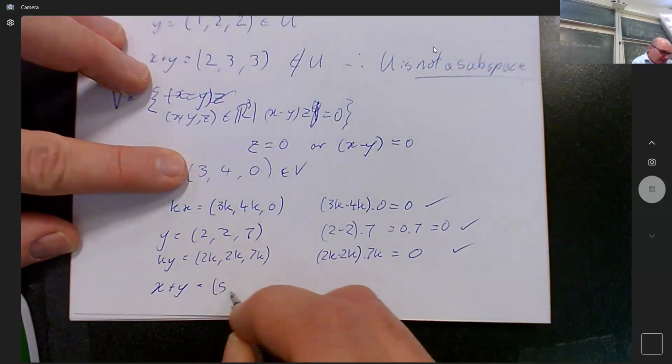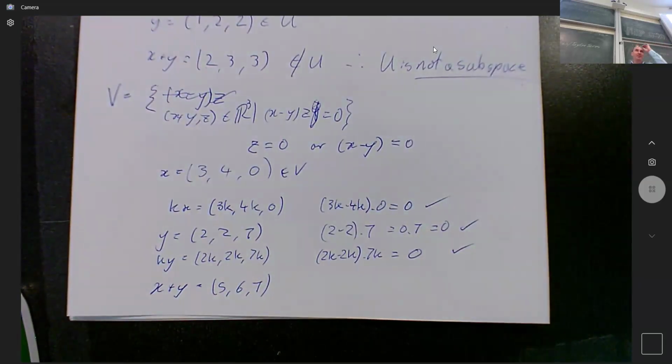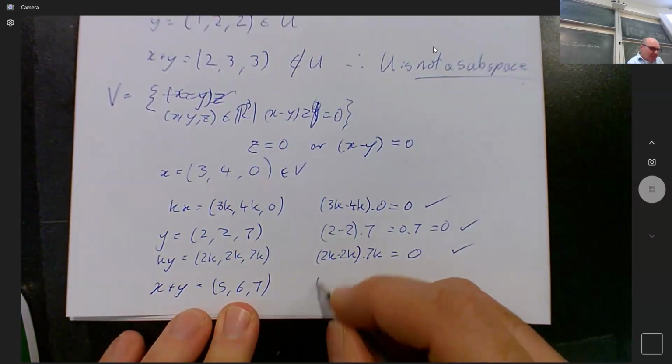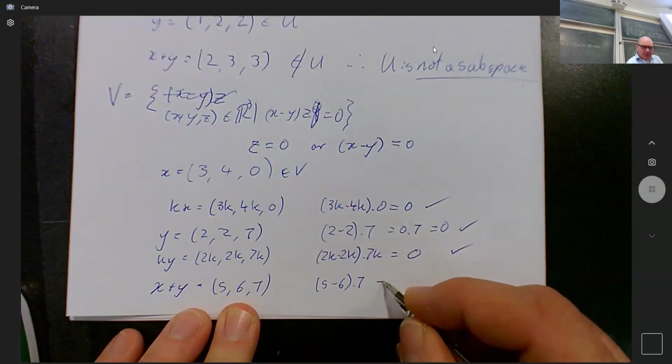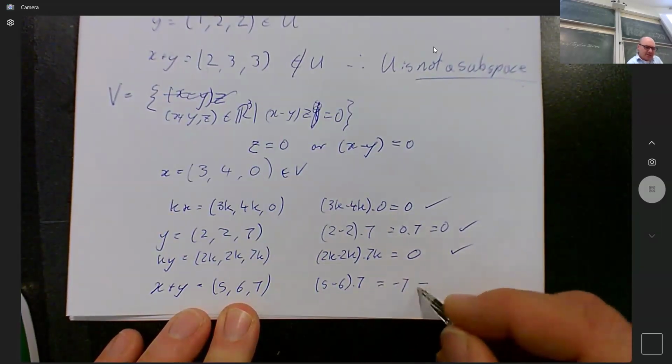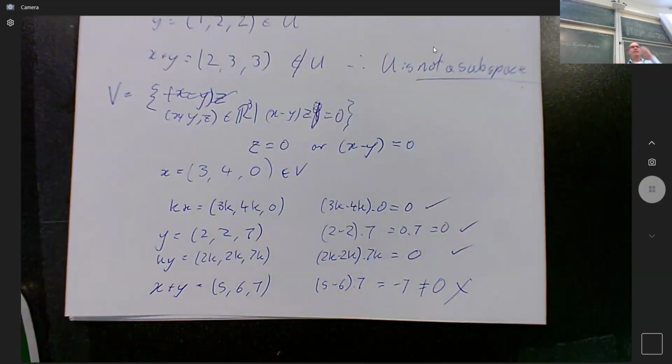And so this is going to be 5, 6, 7. Almost like I planned it, which I completely did not. So if I put this in, this is going to be 5 minus 6 times 7, which is equal to minus 7, which is not equal to 0. Bum, bum. What happened there?